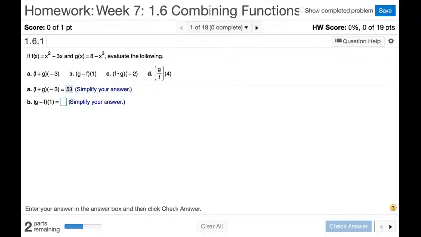So g of 1, that's going to be 7. f of 1 is -2. 7 minus -2 is 9.